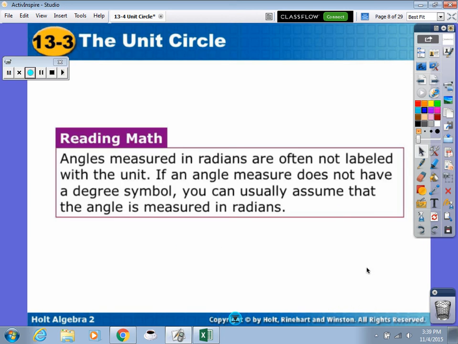One thing to note beforehand, angles measured in radians often don't have a unit. They may not say the word radians. We'll just leave it without the word radians in there. You can assume that if you don't have a degree symbol, then you are measuring it in radians.